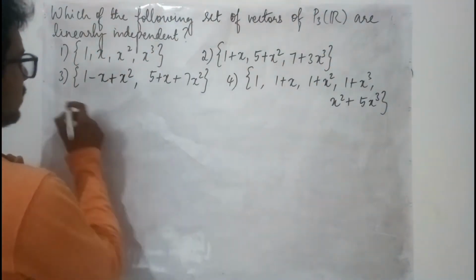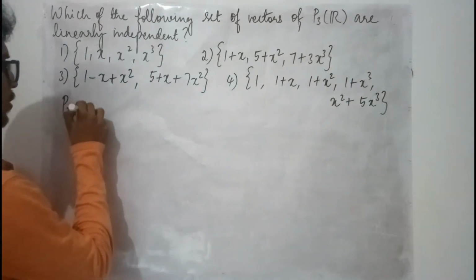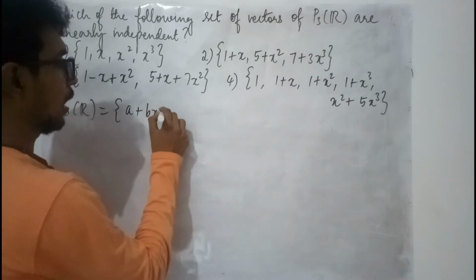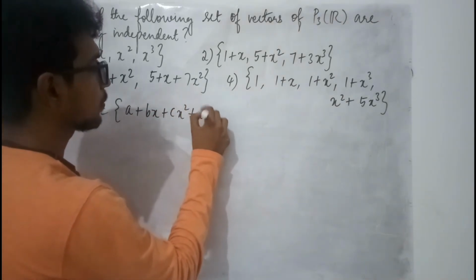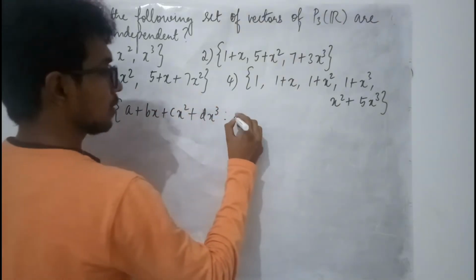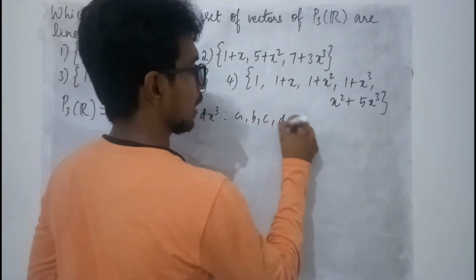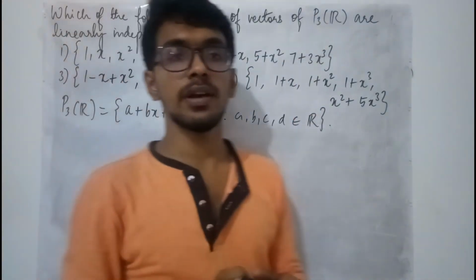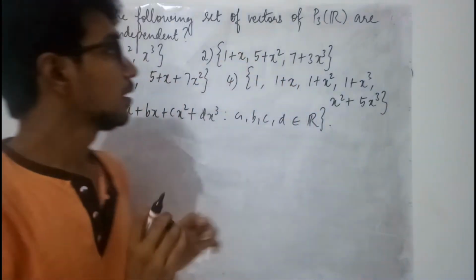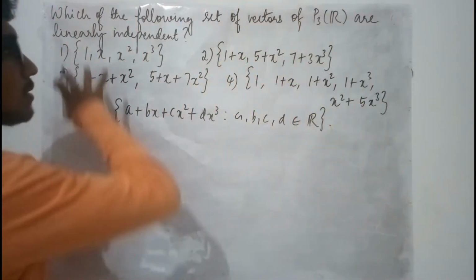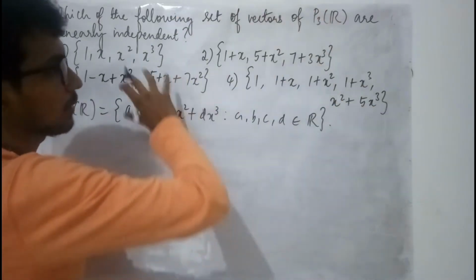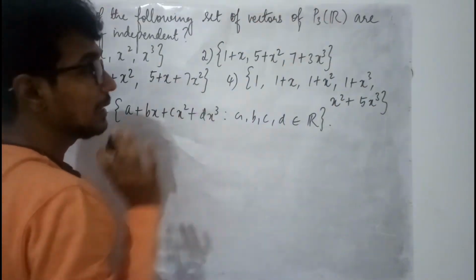What sort of elements does this P3 of R have? This is a polynomial of utmost degree 3, right? Here a, b, c, d are entries taken from the set of real numbers, and it is considered to be the vector space over R. Now we are considering some subsets of this one, and we are going to check whether these are linearly independent or not.